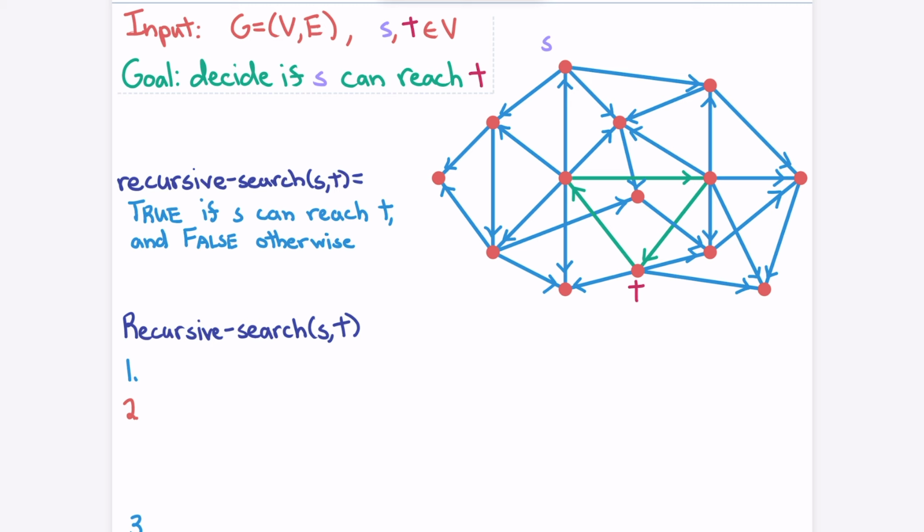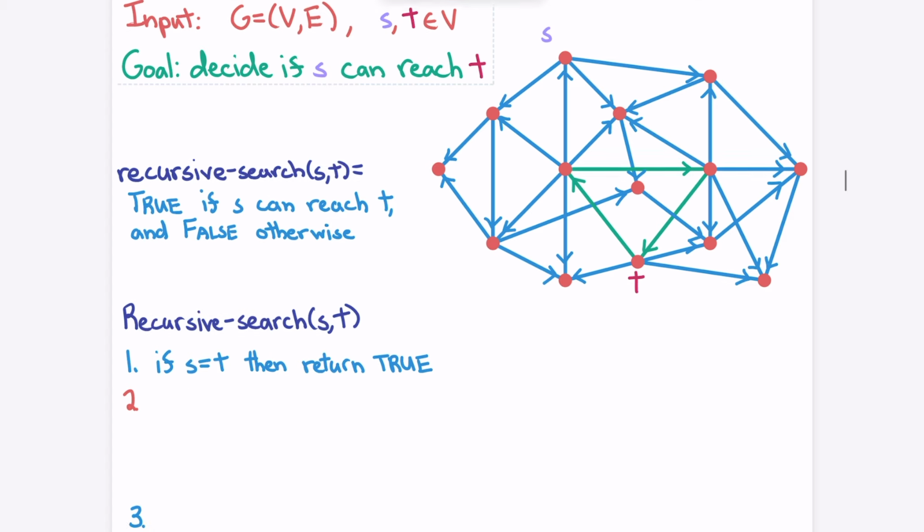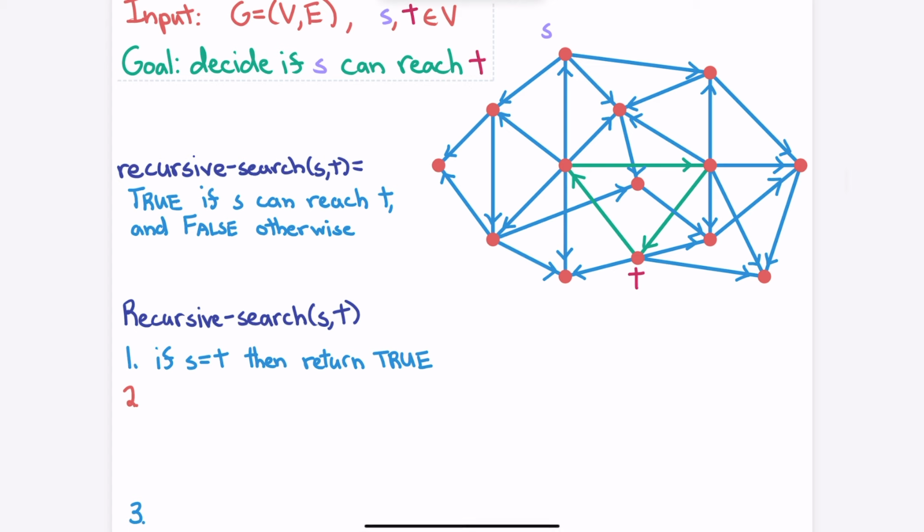If S is T, we should return true. I guess the next line must be if S is not T. Oh, no, it wasn't. Okay. All right. So if it's not equal to T, then what would you do? Yeah, so okay, if S is not T, then if I can get there, I must take another edge.